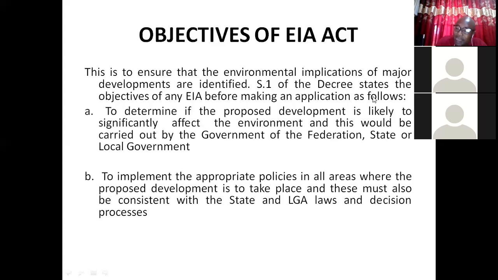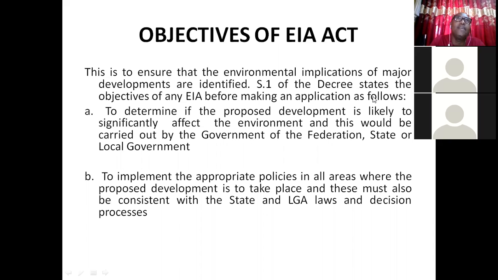So that means federal government officials, state government officials, and local government officials come together and implement the EIA, to implement the appropriate policy in the area where the proposed development is to take place, and it must also be consistent with the state and local government law and decision process. Don't say that because EIA is a federal law, the federal officials will only do it themselves. No, they must carry the state and the local government law along.